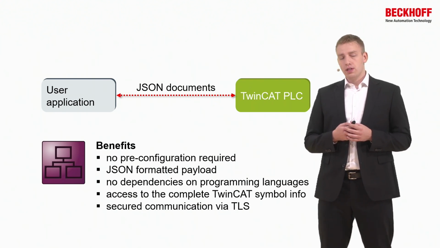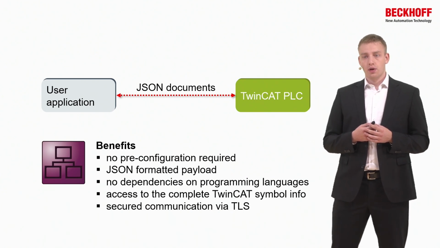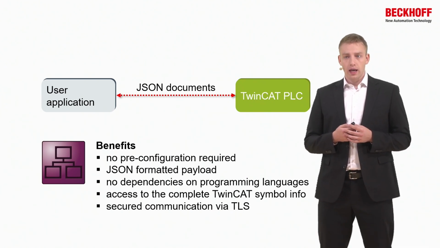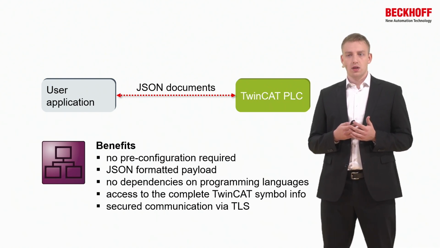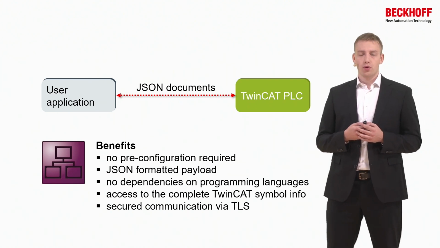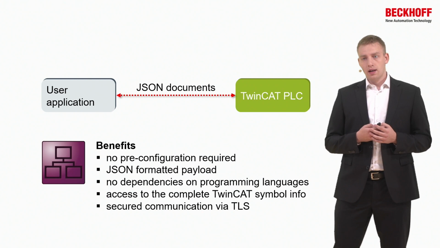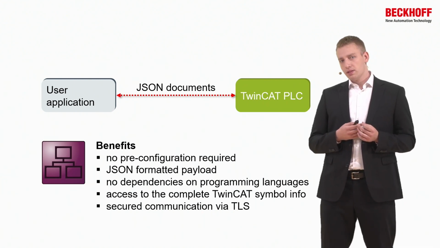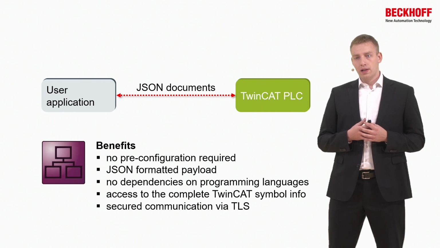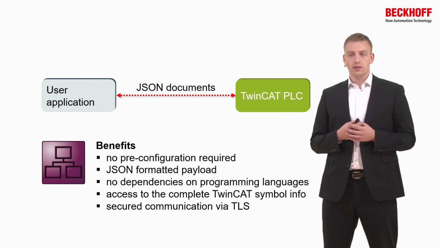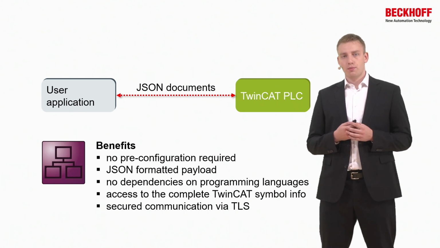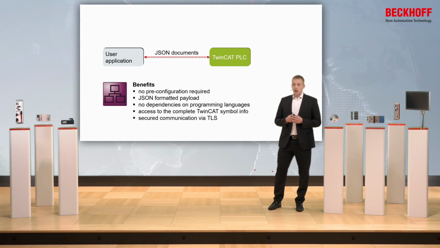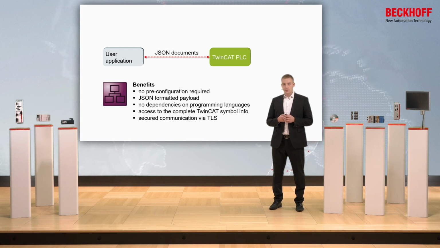We have the possibility to use TLS for secured communication. And we are using the JSON format, which is an easy to understand and widely adopted format in programming. And last but not least, we also have no dependency on a programming language because we have two communication ways, ADS and MQTT, and both are available in many different programming languages. On the next slides, we will have a closer look at these two communication ways.